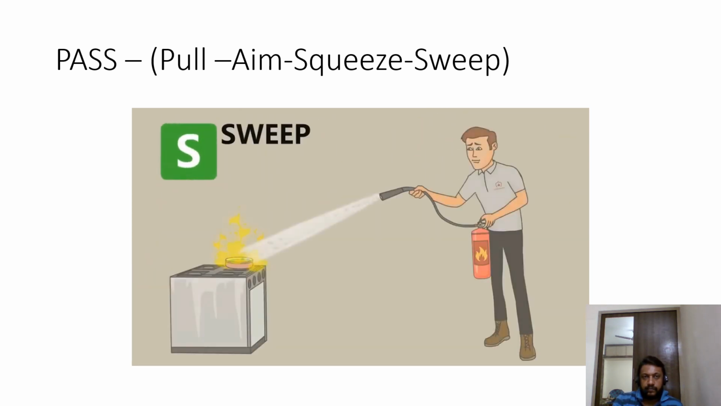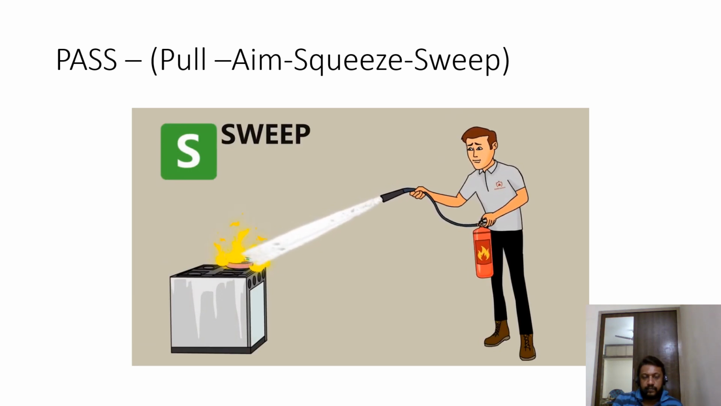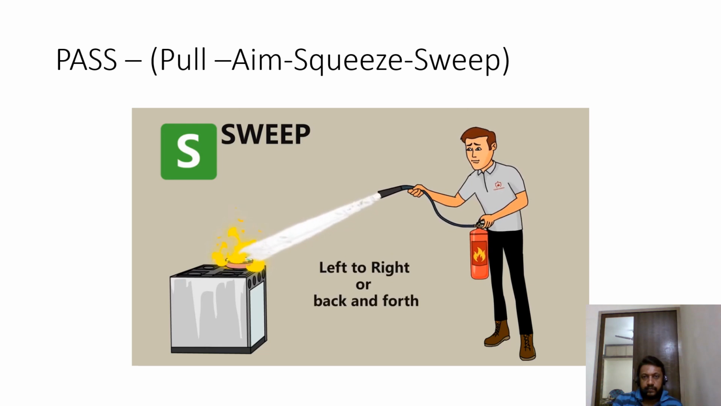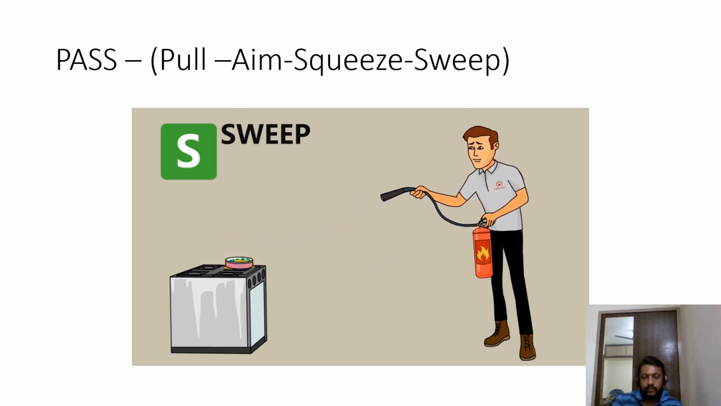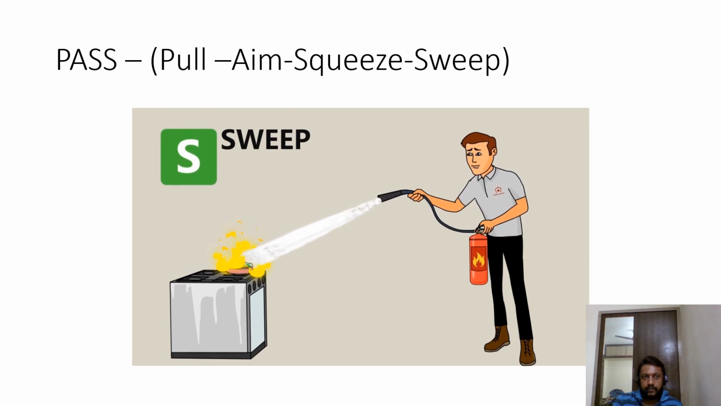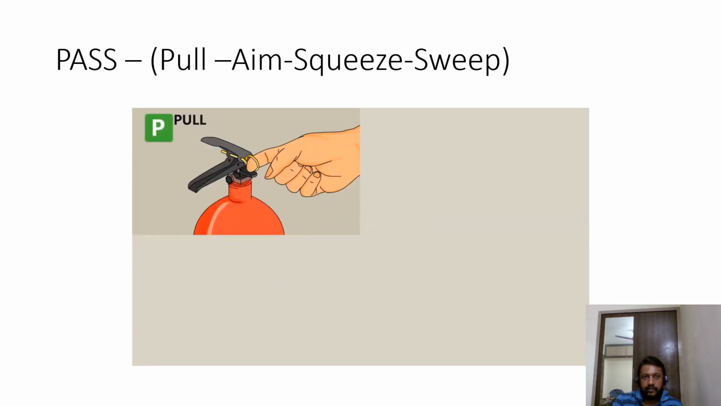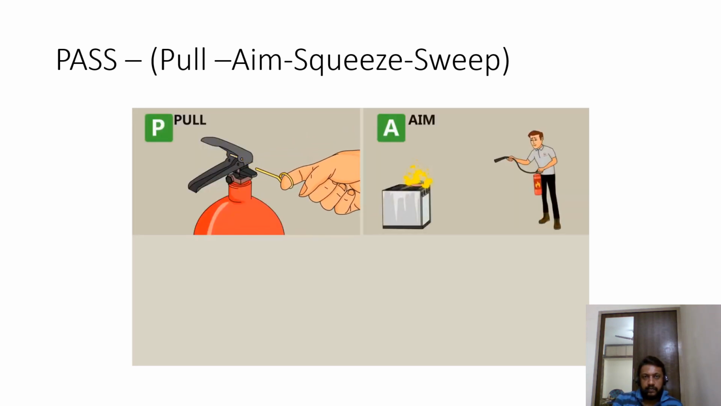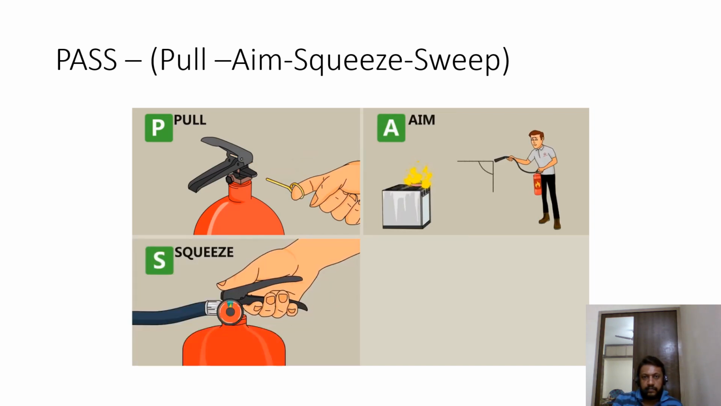S: Sweep. Pointing the extinguisher at the base of the fire, move the extinguisher from left to right or back and forth in a sweeping motion until the fire is out. When the fire is out, continue to watch it to ensure it does not ignite once again. If the fire comes back, repeat the PASS method. Recap: P, pull the pin. A, aim. S, squeeze. And S, sweep.